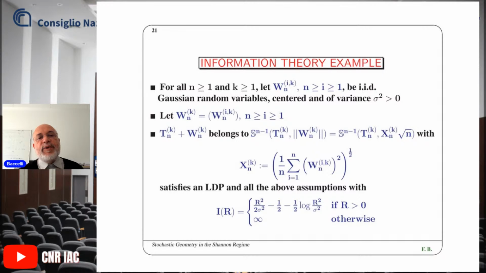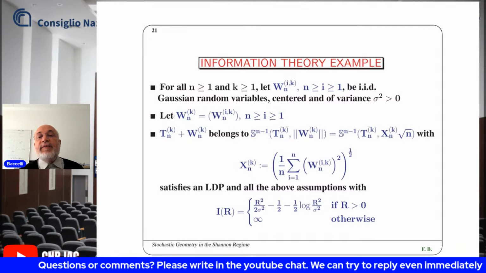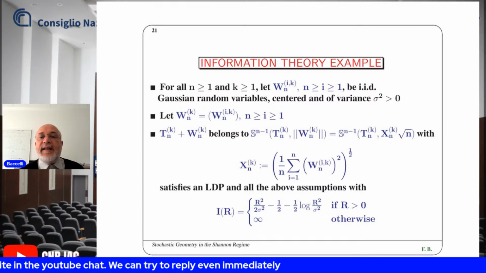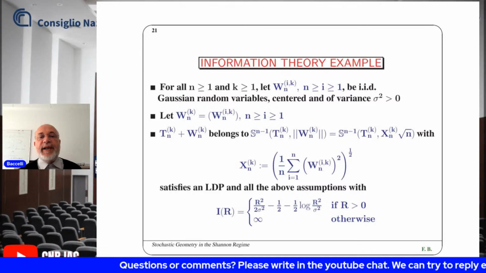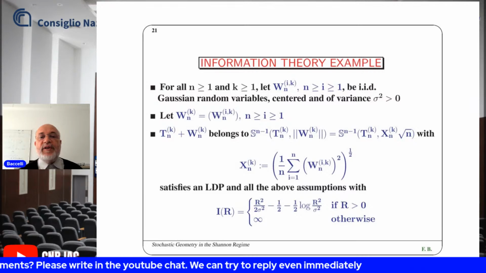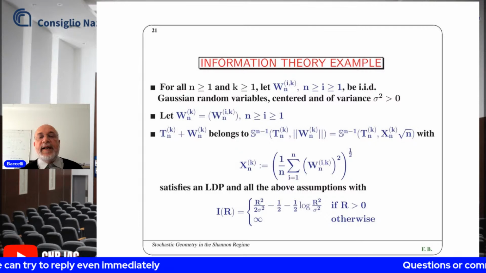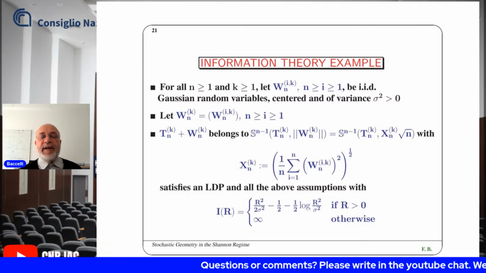And so what happens is that if you look at the vector TNK, a point of the point process, plus WNK, this n-dimensional Gaussian displacement vector, it belongs to the sphere of center TNK and radius norm of WNK, which you can rewrite as xnk times square root of n, where xnk is the empirical mean of the squares of the w's, up to a power 1/2. And this satisfies the LDP, a large deviation principle, with this rate function, which is associated with the Gaussian case, right? Okay, so this is an instance where you would see these balls coming from a random displacement with a Gaussian per dimension. This is very much information theoretic.